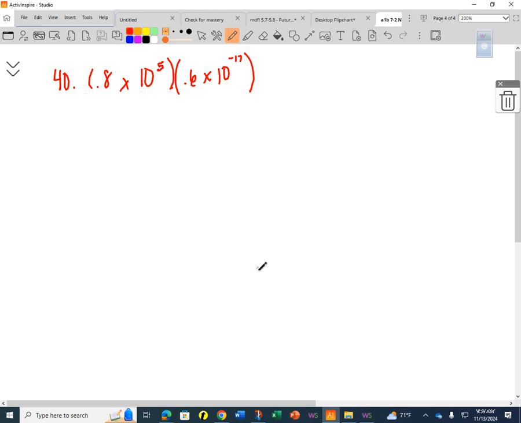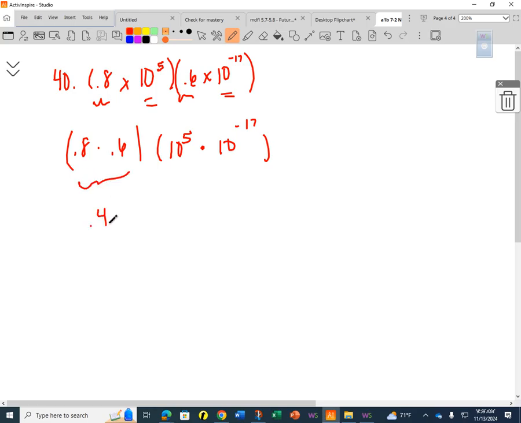So in our notes, it says we're going to rearrange them, right? So let's do that. We're going to put these next to each other, 0.8 times 0.6. And then we're going to put these next to each other, 10 to the 5th times 10 to the negative 17th power. So far, so good? Does that make sense, Lee? Does that make sense, Jeremiah? Does that make sense, Jaden? Okay. So now we're going to multiply this on our calculator.